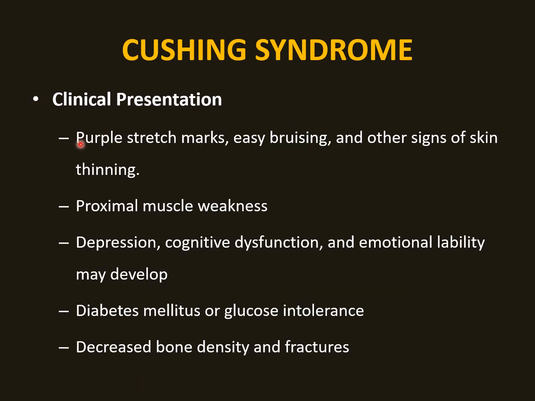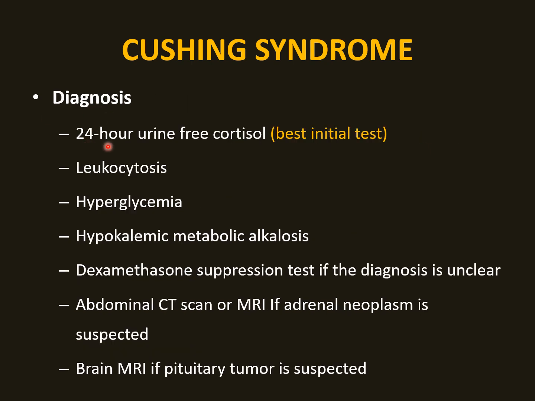Cushing syndrome may also present with purple stretch marks, easy bruising, and other signs of skin thinning, proximal muscle weakness, depression, cognitive dysfunction, and emotional lability also may develop. Diabetes mellitus or glucose intolerance, decreased bone density, and fractures. Diagnosis of Cushing syndrome: 24-hour urine-free cortisol is the best initial screening test for Cushing syndrome. On the CBC, you may see leukocytosis. Also, this patient may have hyperglycemia or glucose intolerance, hypokalemic metabolic alkalosis.